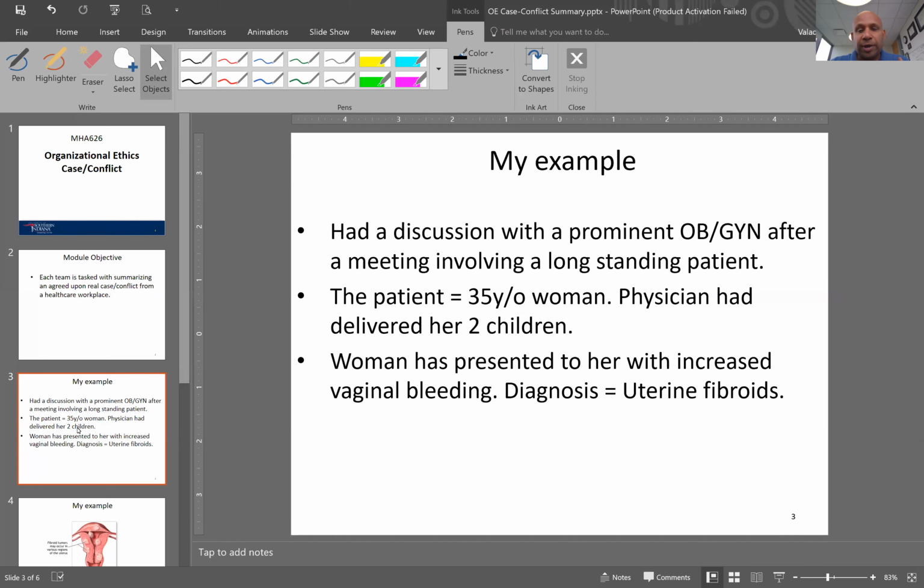The example is a patient that she's seeing right now, one of her longstanding patients, a 35-year-old woman, and this physician has delivered her two children. So she's known her for a number of years. But the woman presented to her with increased vaginal bleeding, and after some diagnosis and tests, it was determined that the woman had uterine fibroids.